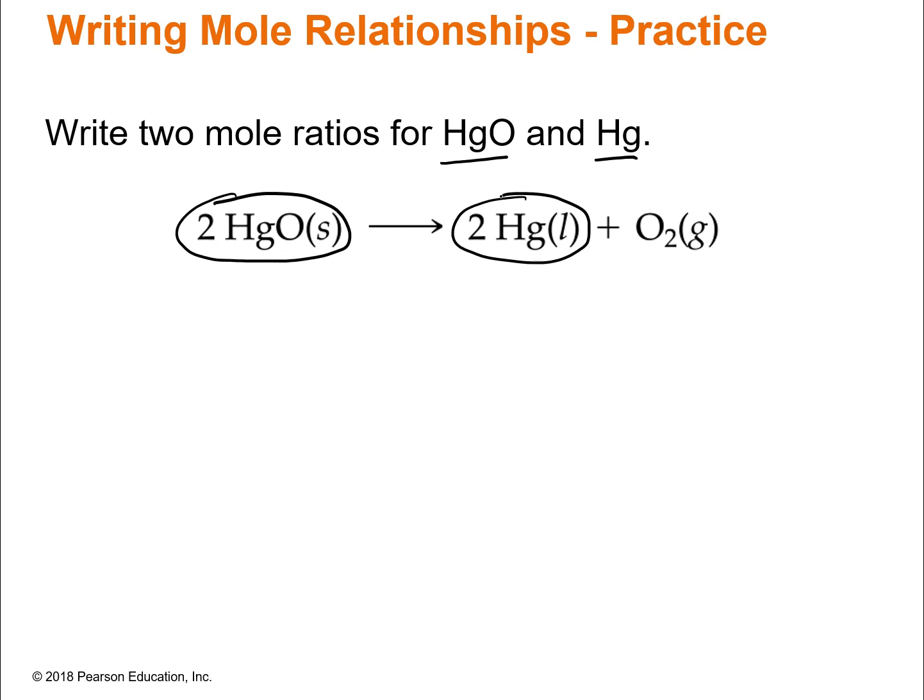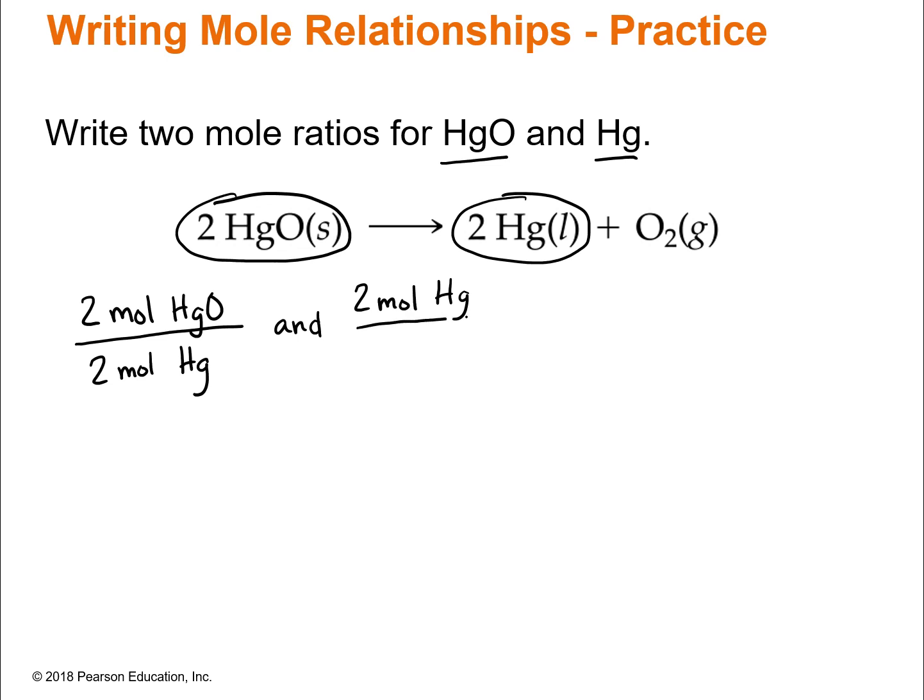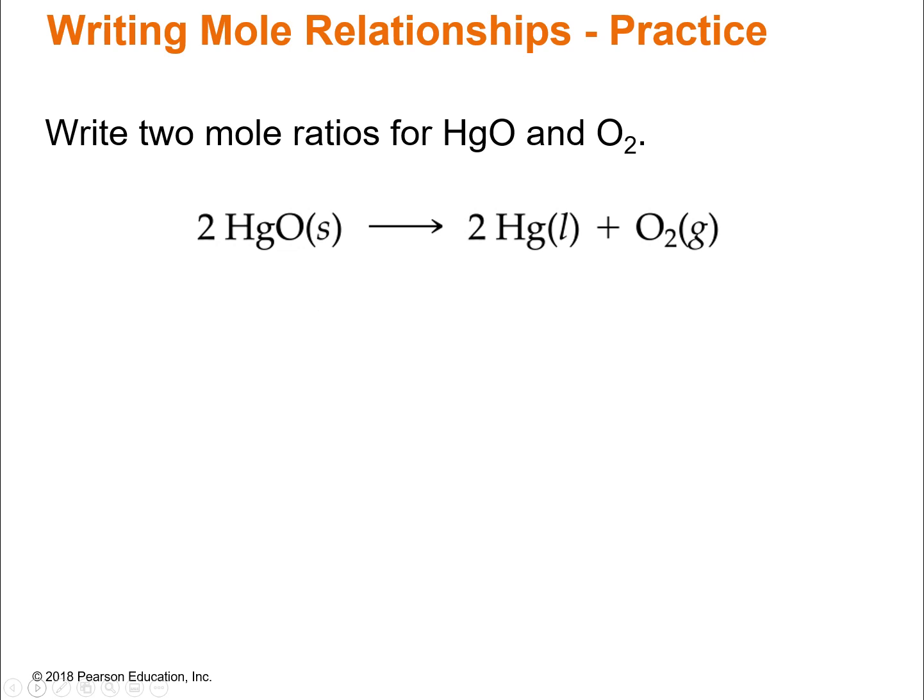So it does reduce down to 1 to 1, but you don't want to reduce it like that. You can just leave it exactly as it is. So you literally take exactly what the coefficients are. You don't have to simplify. So that would be 1, and then you flip it for the other. And while the number is still the same because it's 2 to 2, when we're talking about using these as unit factors, it matters to have both. Let's do a little bit more practice. So write 2 mole ratios for the mercury 2 oxide and oxygen gas.